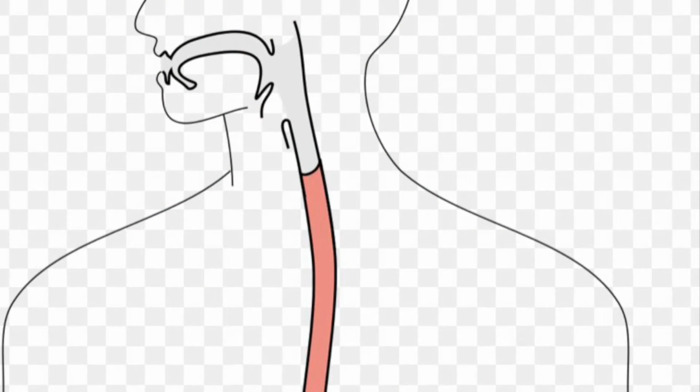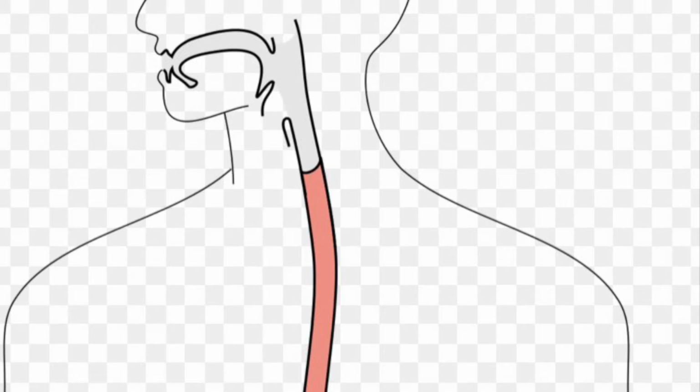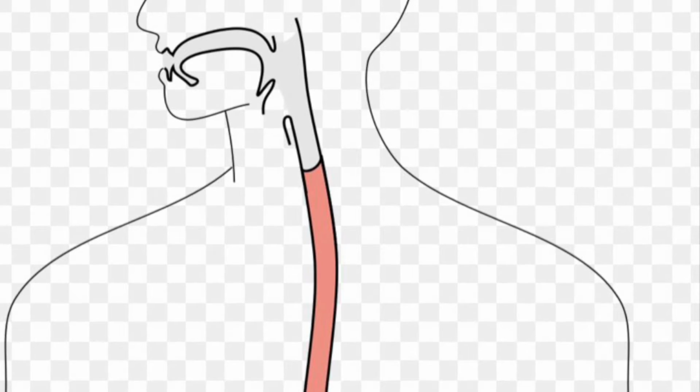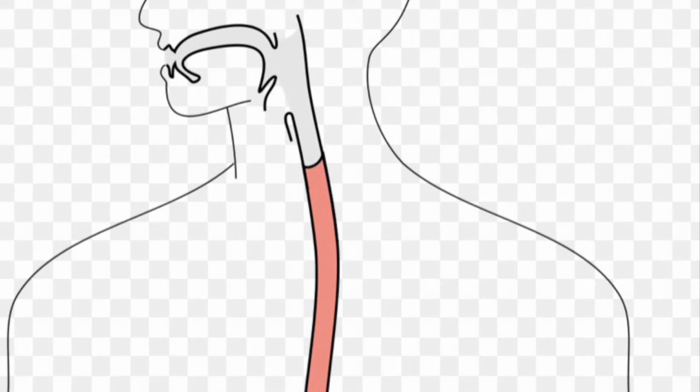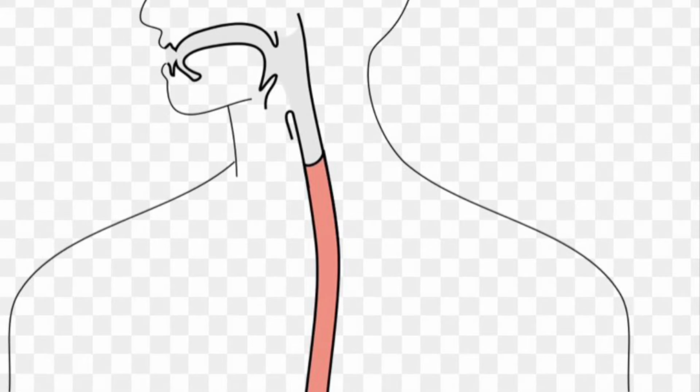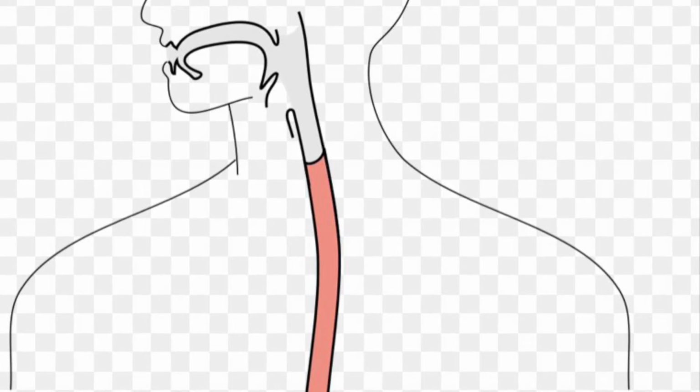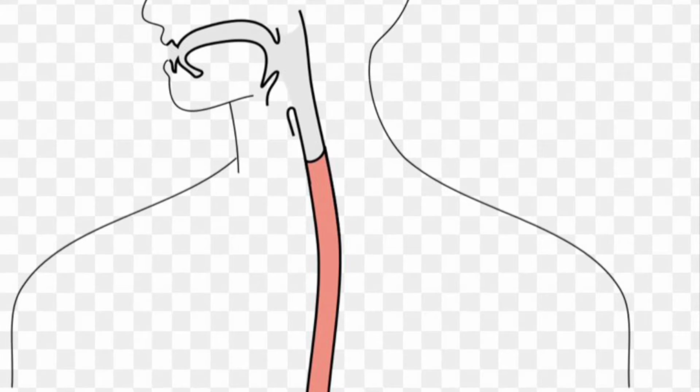This is a diagram of the esophagus. As you can see, it's a large tube-like structure that leads from your pharynx all the way down to the stomach. It's almost like a slide. The food slides down the esophagus all the way down to the stomach.